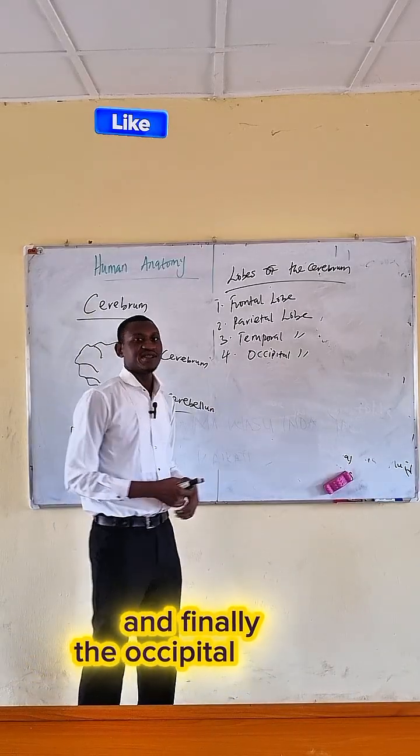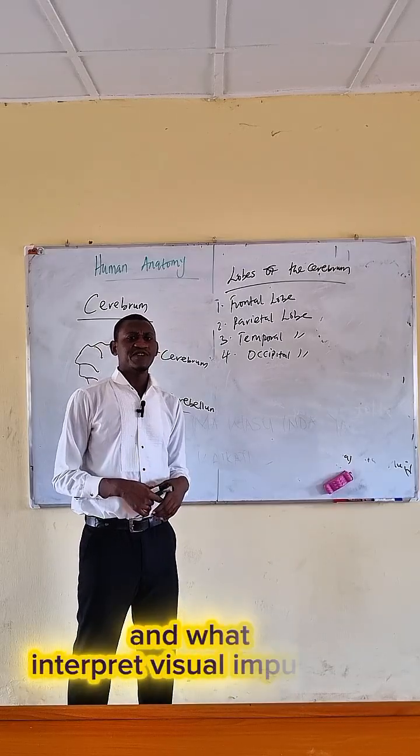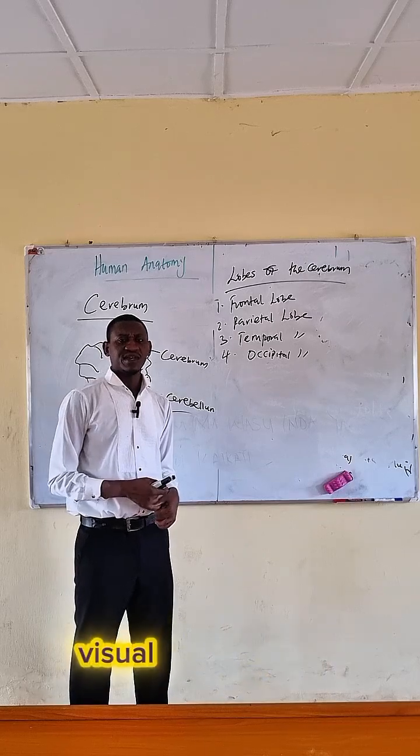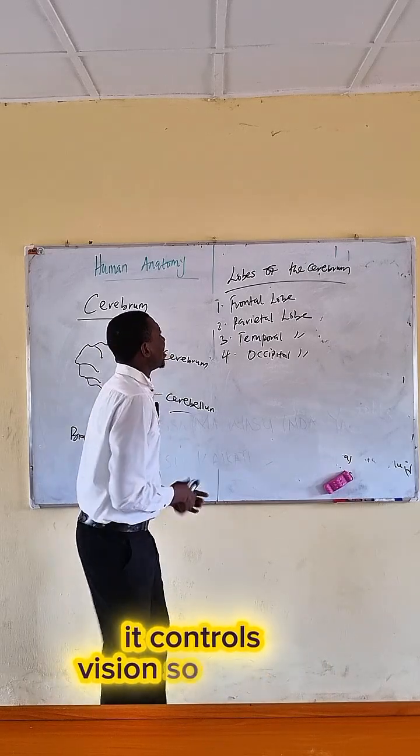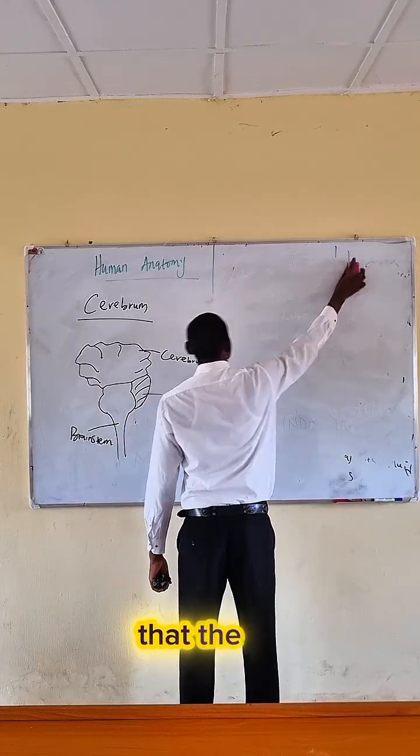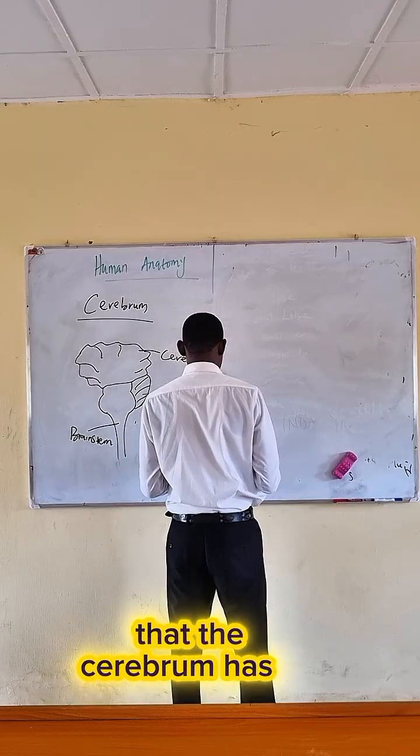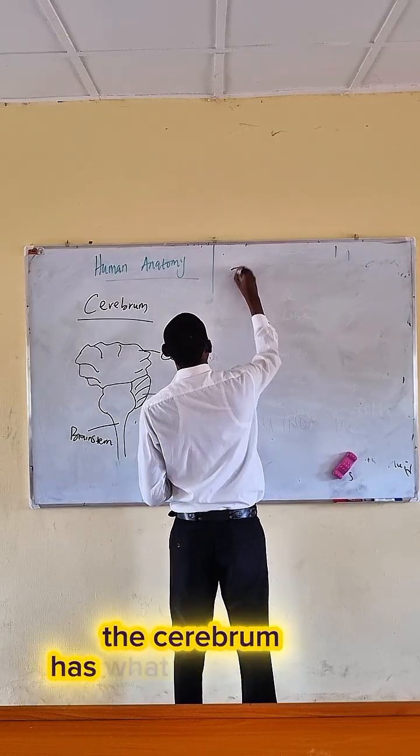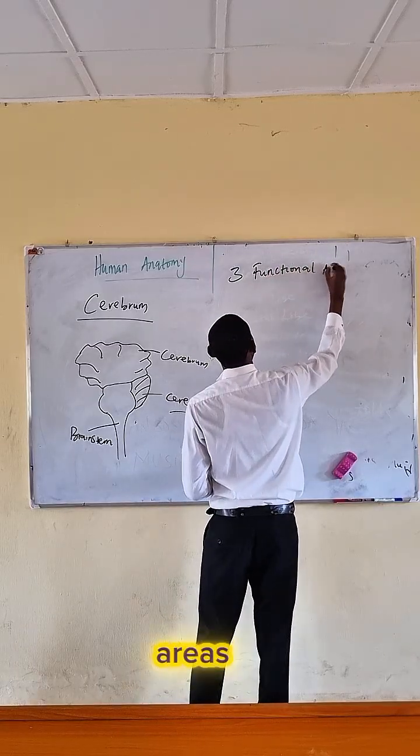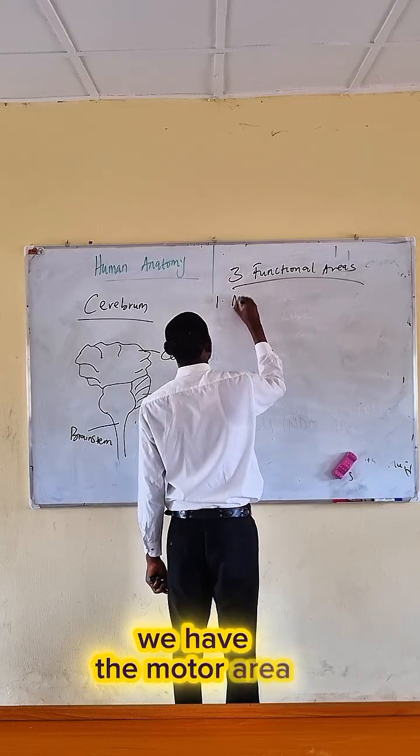And finally, the occipital lobe receives and interprets visual impulses. Hence, it is responsible for visual processing. It controls vision. It is important to note that the cerebrum has three functional areas. So what are the functional areas of the cerebrum? We have the motor area.